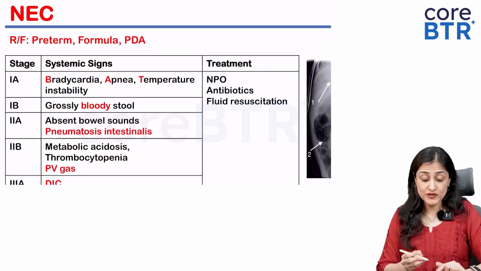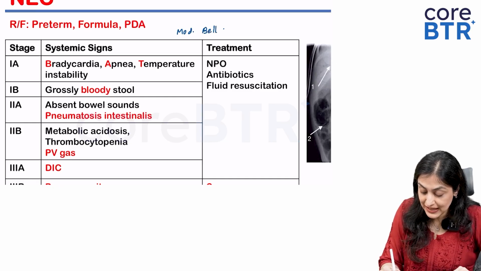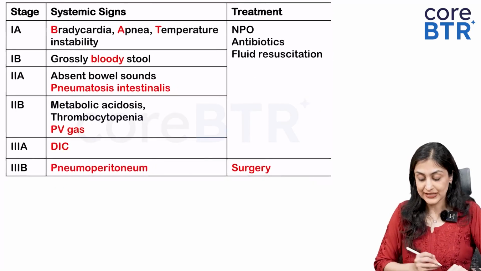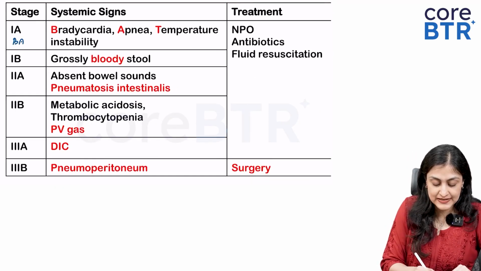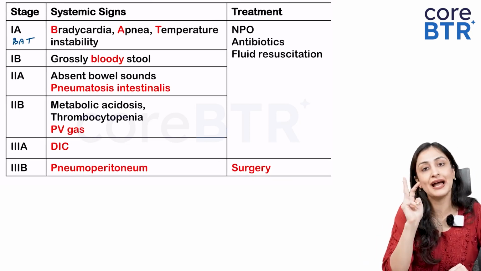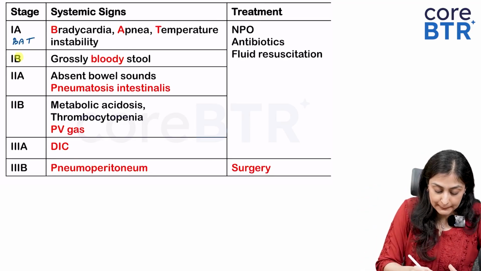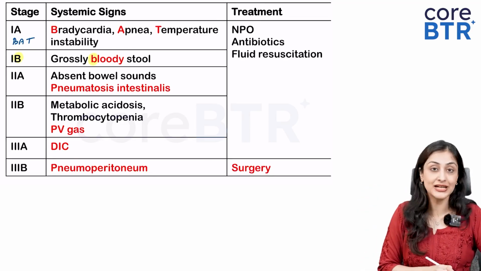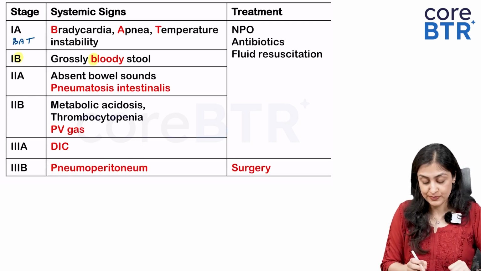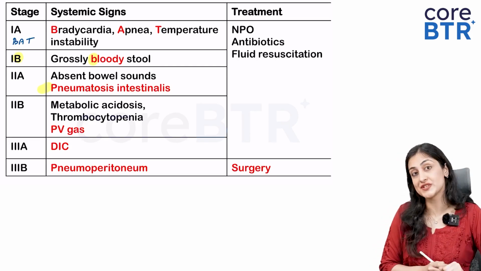So staging, what is this staging? You all know this is the modified Bell's staging, and they can ask you to identify the stage, right? So I'll teach you how to do that. 1A is BAT. What is BAT? Bradycardia, apnea, and temperature instability. So remember, 1A is BAT. 1B, B for B, bloody stools. Okay, so BAT, bloody stools. 2A to B, come to radiology. So 2A is where you have absent bowel sounds and pneumatosis intestinalis.